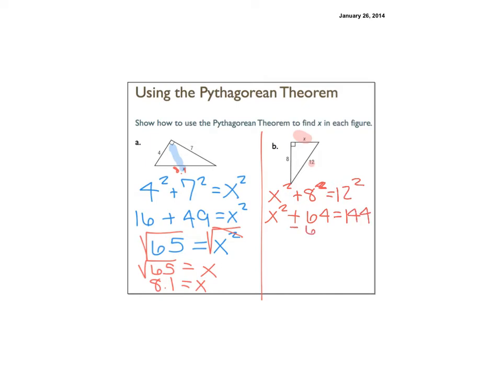Now I'm going to subtract the 64 from both sides. I'm going to end up with x squared equals 80. And again, I'm going to take the square root of that. So I get x equals 8.9, rounded to the nearest tenth. All right, so that's the quick review on solving using the Pythagorean theorem. Remember, it does make a difference where you put things, if it's a hypotenuse or if it's a leg in our triangle.